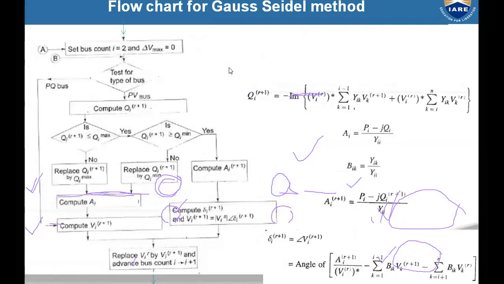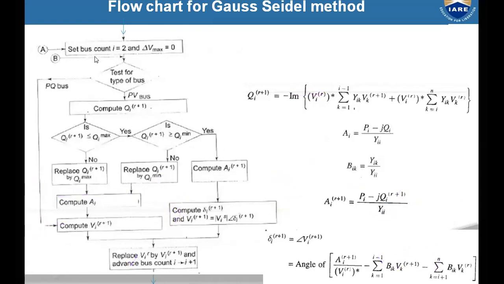After setting the iteration count to 0, the next step is to set the bus count i equal to 2 and the change in delta max to 0. The change in delta max is the difference in voltage from the next iteration to the previous iteration. Between two subsequent iterations, how much the value changes should be specified. That will give you the limit for the voltage.